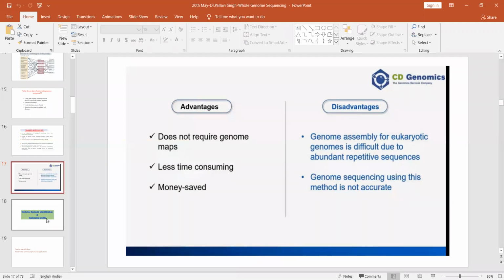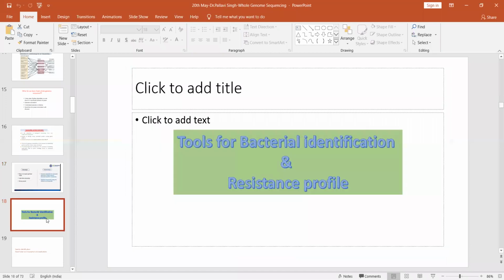I'll show you some tools for bacterial identification. Once you have generated so many sequences, you have come to know the sequence of the bacteria, viruses, and human beings by using WGS approaches and NGS approaches. Now we must have certain databases. We have databases which store the information about these bacteria, these viruses, and these microbes.